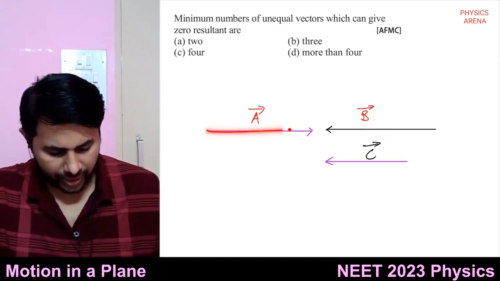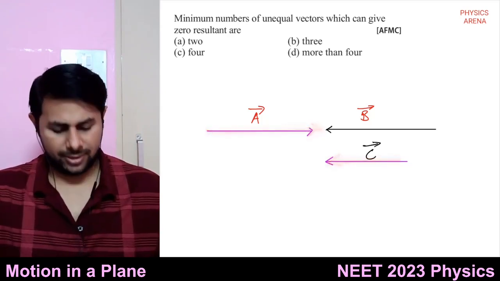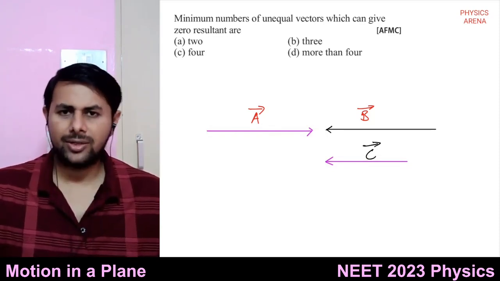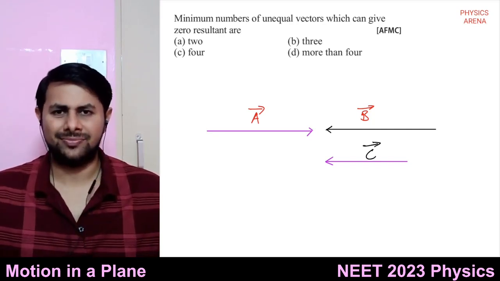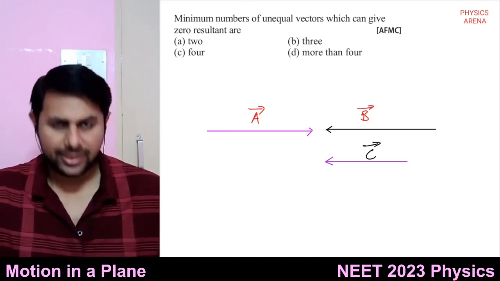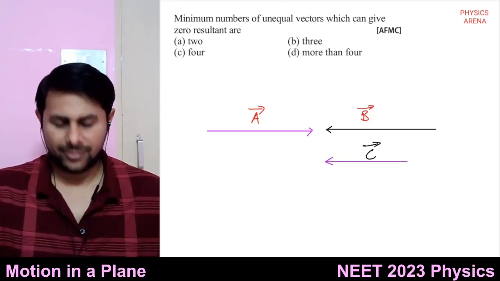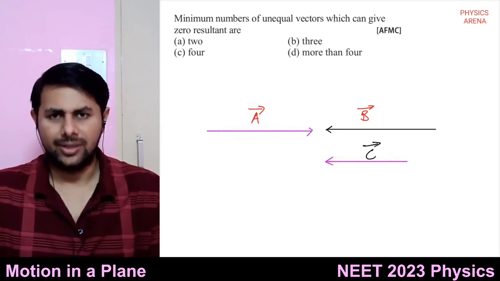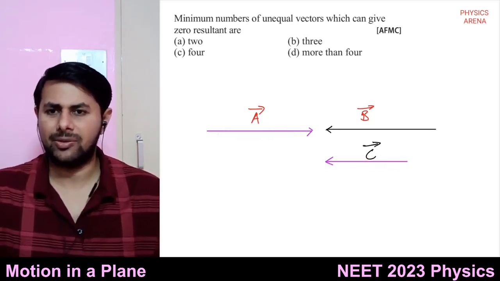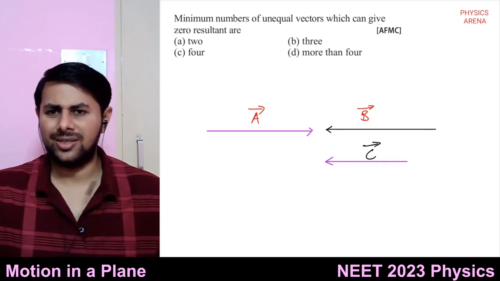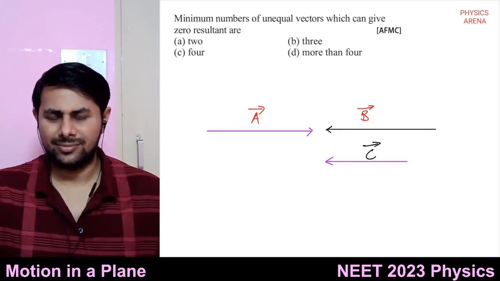So can you add A bar and C bar, and is the answer 0? No, sir. Even if they are in the same straight line, or they are parallel to each other, you will still need another vector to make A bar plus C bar plus that other vector equal to 0. The addition of those 3 vectors will be 0, right? So minimum you need 3. Is it clear? Yes, sir.